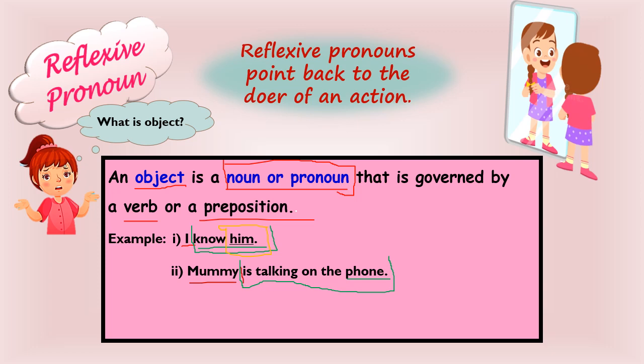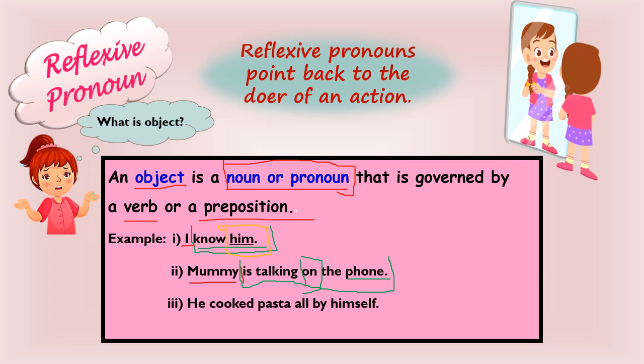So before phone, what is there? Pay attention to this. On. On is what? Preposition. So the phone is the object here. Is it clear children? Now let's take one more example.